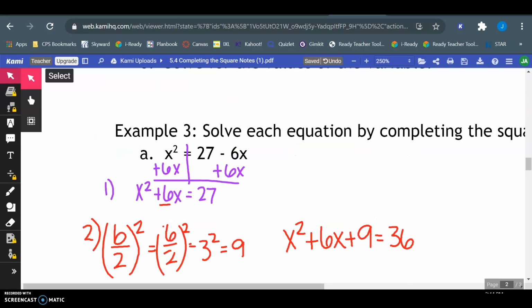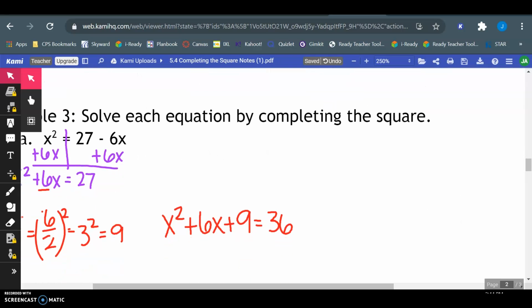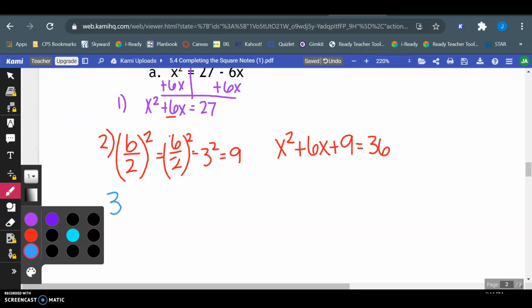So that's step 3. Then step 4 says factor the variable expression as a perfect square. So we are going to factor this. x times x, or x squared, is x times x. The square root of 9 is 3. Remember to double check. We do 2 times one of the front, one of the back. So 2 times x times 3 is 6x. It's all addition. So we factored it. We have x plus 3 squared, because both sets of parentheses would be x and 3, equals 36.